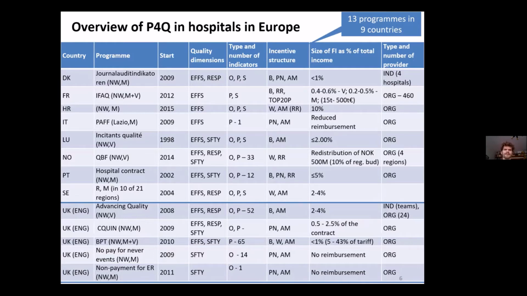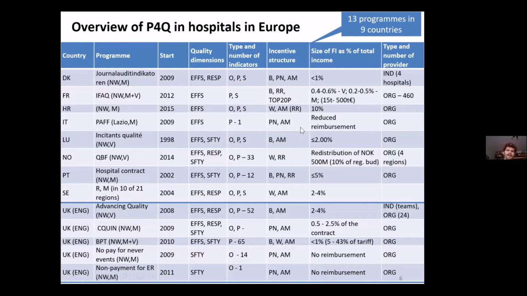And there are some differences. I don't want to go through all the elements here again because we don't have that much time, but again, about half of the programs are mandatory, the other half is voluntary. There are more programs that also include aspects of safety in their indicators and therefore reward the safety aspects of quality. There are more programs that focus on outcomes and fewer programs that focus on structures than in primary care.